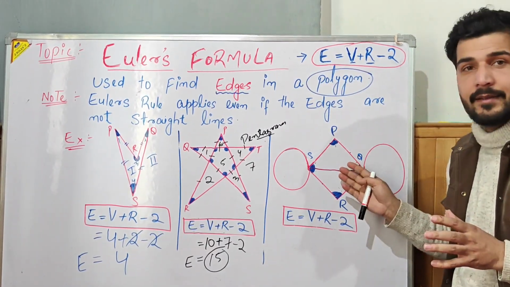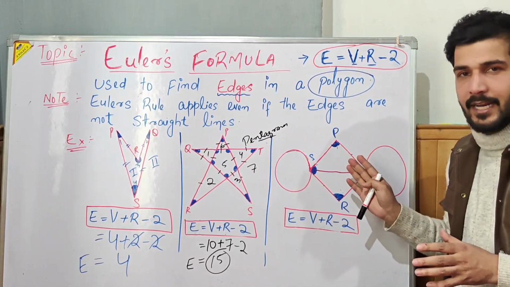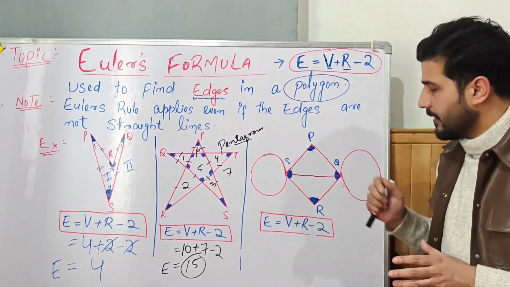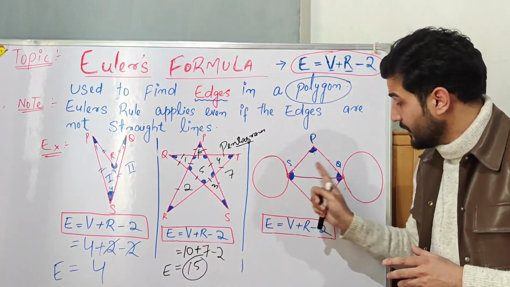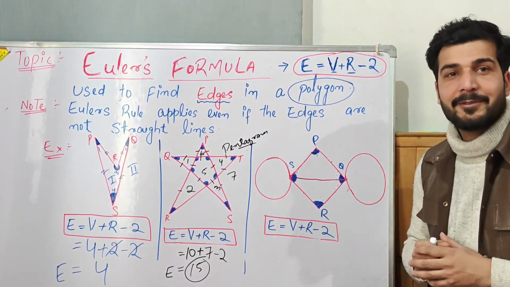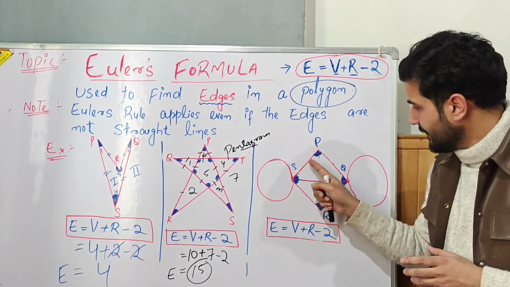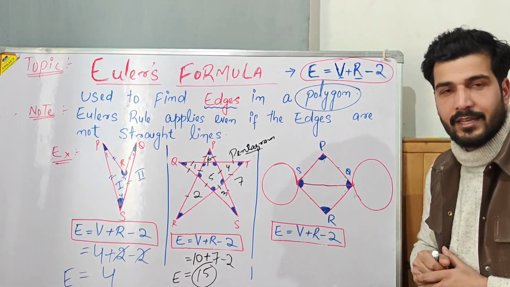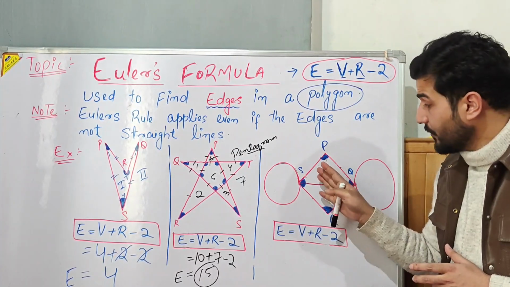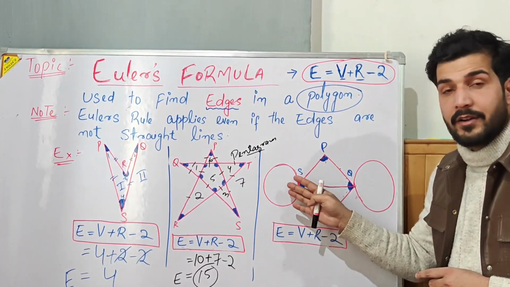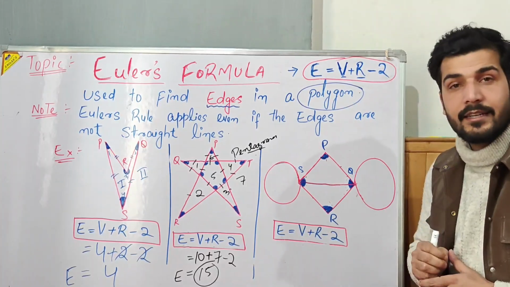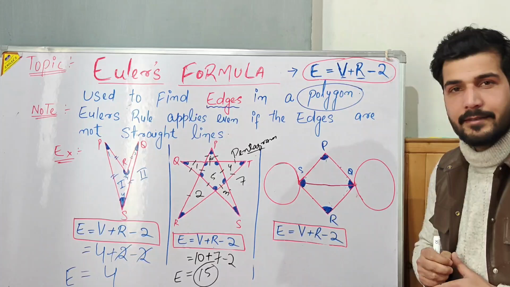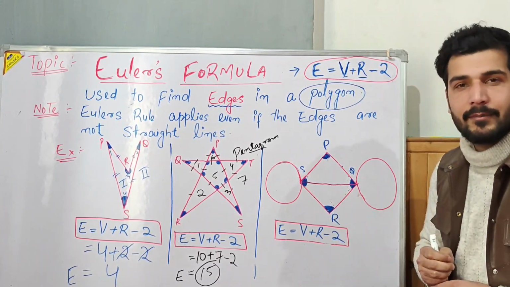Let's have a look at the polygon. This is a polygon, right? Here these two circles have edges, but they have curved edges, right? And this is another quadrilateral in between them. Okay. Now we are required to find the number of edges in this polygon. In order to find the number of edges, we will first find the number of vertices.